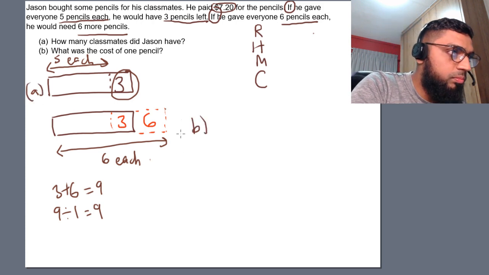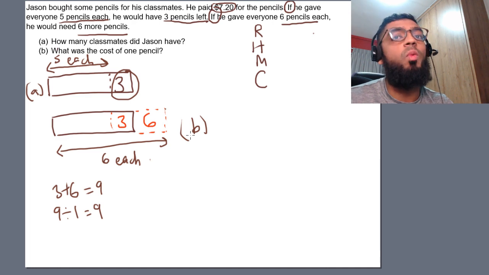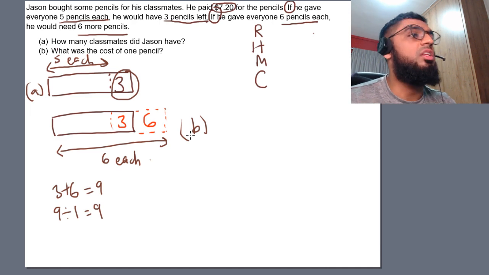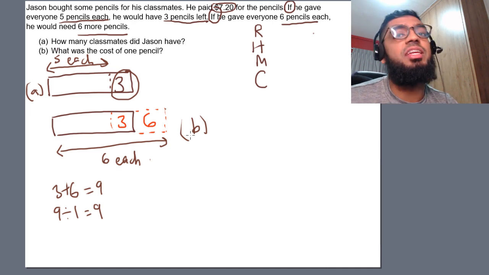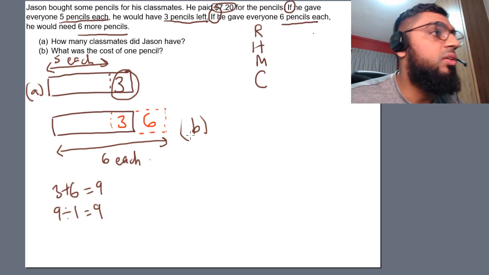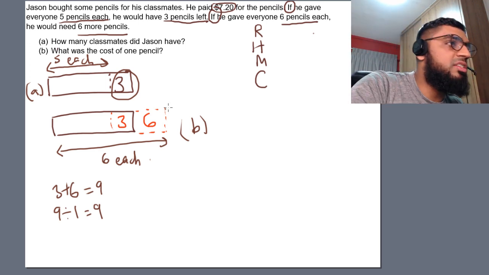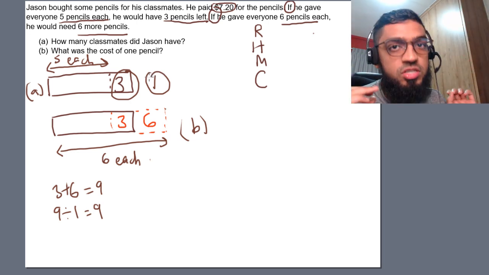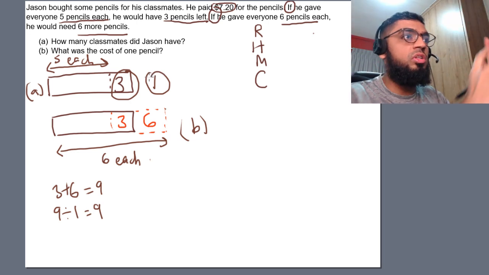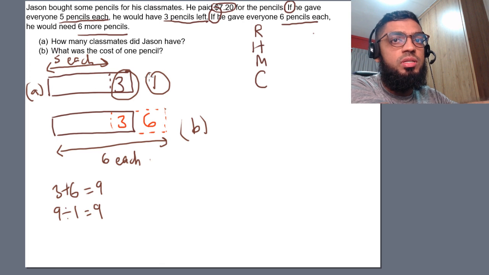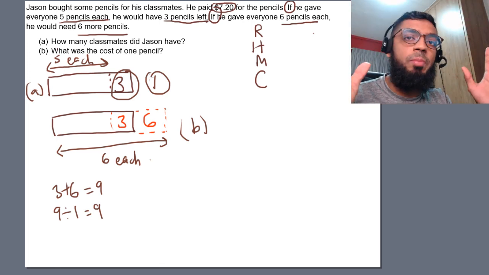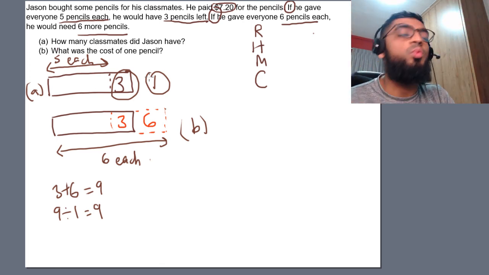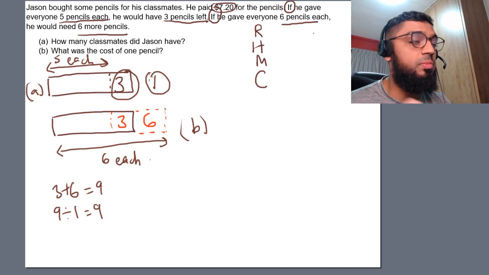Second, what was the cost of one pencil? Now we know that Jason has 9 classmates. Now let's say we want to use this first model to find the total number of pencils that he has bought. Since we know the total amount, which is 720, if we find the total number of pencils that he actually bought, we can find the cost of one pencil.